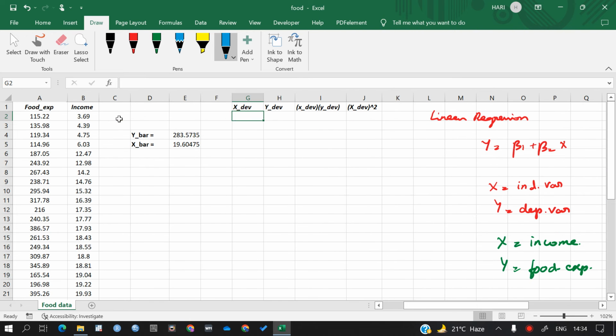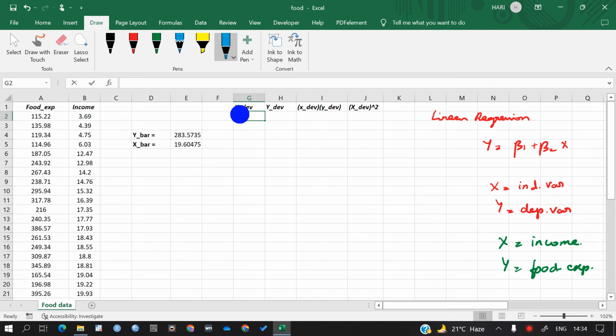So now we need to calculate the x deviation. So what is x deviation? X minus x bar. So what is x? Income. Income is the independent variable. So x is income, B2 cell minus x bar. Here we have calculated the x bar, that is E5 cell. So this is the value of x deviation for the first unit of income.